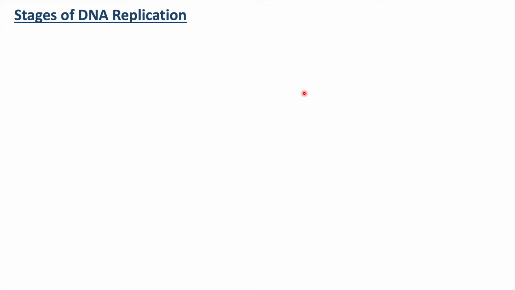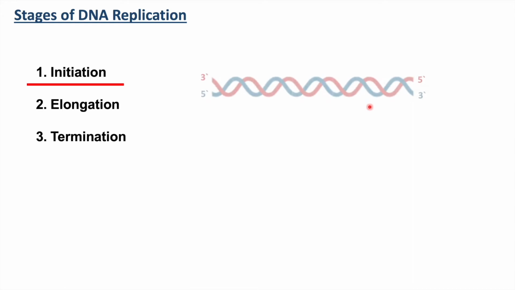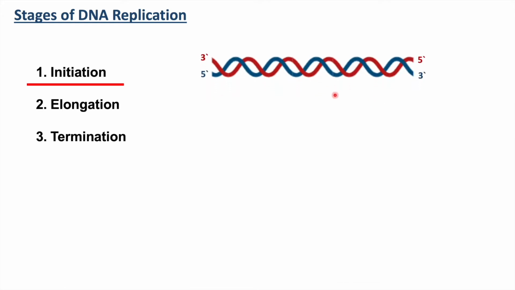So there are basically 3 stages of DNA replication: initiation, elongation, and termination. So let's first talk about the initiation process. Let's say we have DNA strands here, and in order for replication to initiate, these two strands must be separated over some area in this DNA, and that area where these two strands are going to be separated is called the origin of replication. So suppose this is our site of origin of replication.